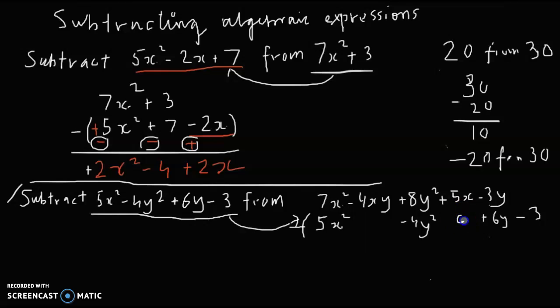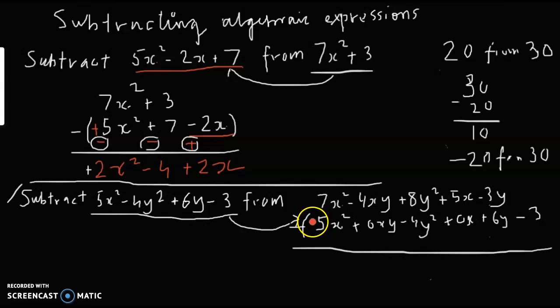Here maybe if you want we can write 0 or 0x plus 0x, and here maybe you can write plus 0xy, because there is nothing, we got to put something here. Okay, and now we do this, and because it is minus here, so I'll change the color and put instead of plus 5x square we put minus, plus 0xy, so minus 4y square, so plus 0x is minus, and plus 6y is minus 3 is plus 3.